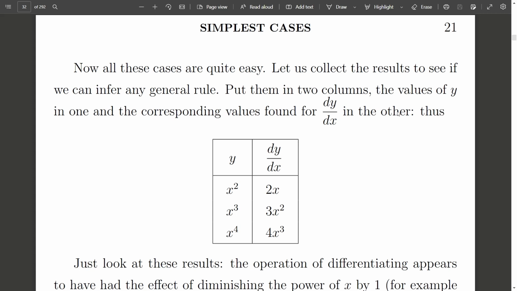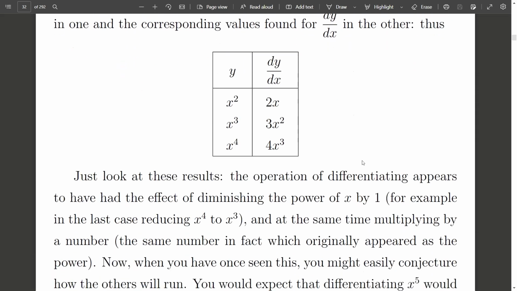Now all these cases are quite easy. Let us collect the results to see if we can infer any general rule. Put them in two columns, the values of y in one and the corresponding values found for dy by dx in the other. Thus, the table shown below.